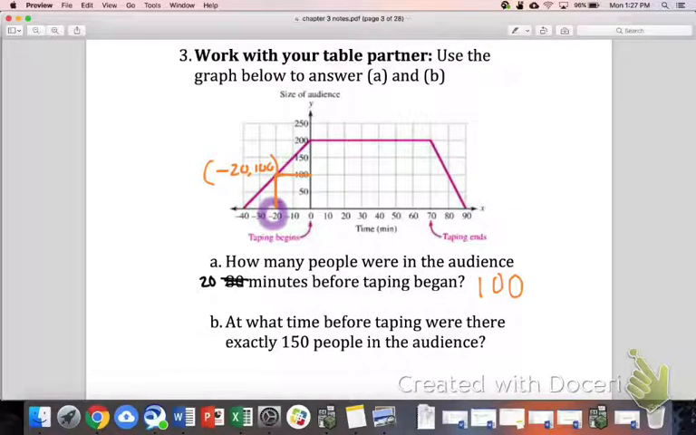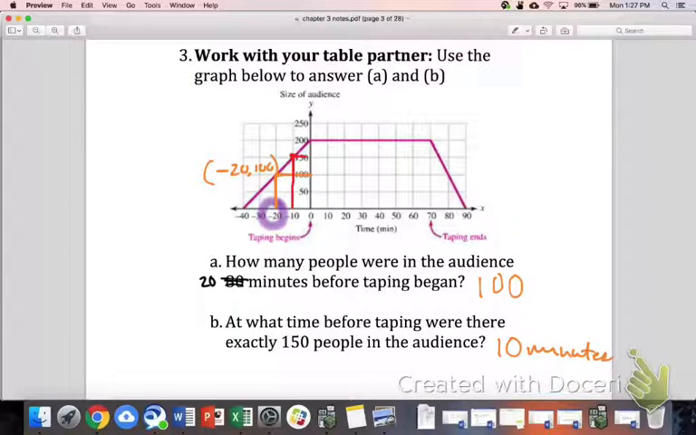Okay, so then part B is kind of the reverse of that question. Garrett, what did you guys come up with for at what time before taping were there exactly 150 people? 10 minutes before they were exactly. Yeah, 10 minutes before there were 150 people. And of course, we are looking at right here, 150 people. That goes with 10 minutes before. So yes, I would say 10 minutes makes a lot of sense.